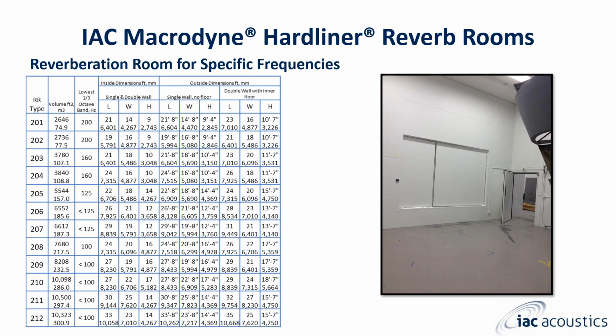This slide here is of some standard rooms that we do offer, from our smallest room, which is the type 201 for a 200 hertz cutoff frequency, and it has a volume of 2646 cubic feet or 74.9 meters cubed, to a type 212 with just over 10,000 cubic feet or roughly 300 meters cubed. These are all pre-configured rooms that are available and can be further discussed.